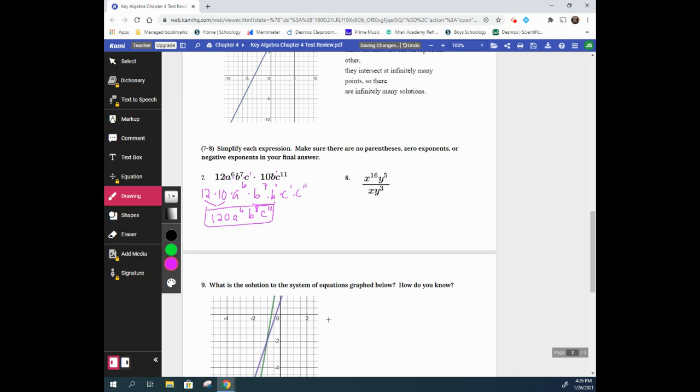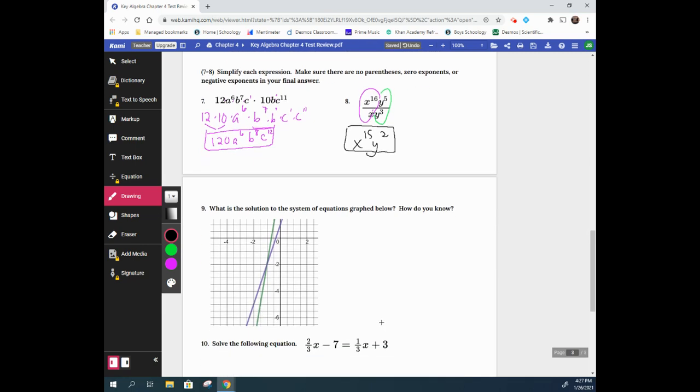All right, when it comes to dividing, I'm going to divide things with like bases. So I'm going to divide my x's. This is an x to the first. And then I'm going to divide my things with a base of y. Remember, the rule when you're dividing is that you subtract the exponents. So that will be x to the 16 minus 1, which is 15. And then y to the 5 minus 3 is 2. There are no negative exponents, so we're good to go.